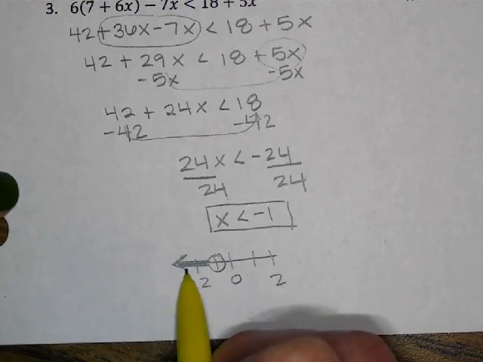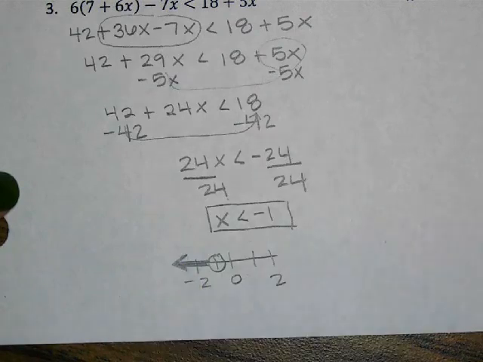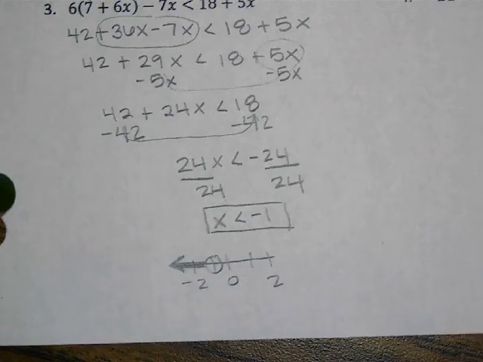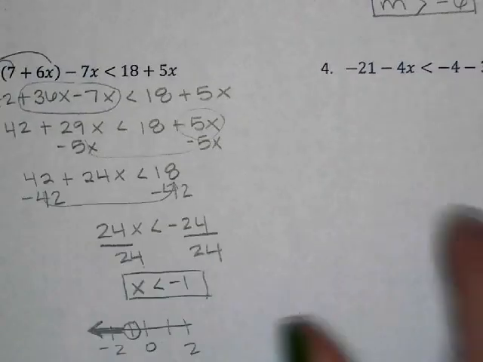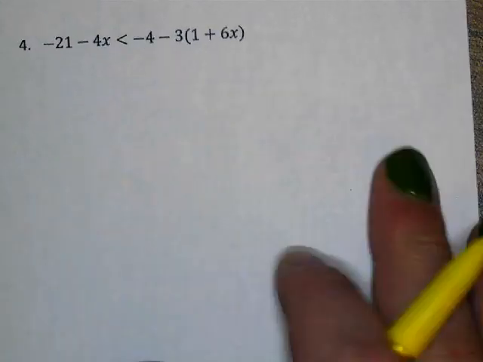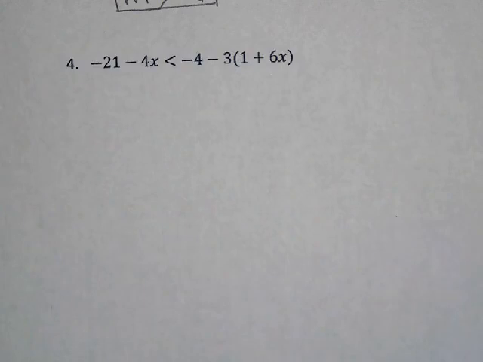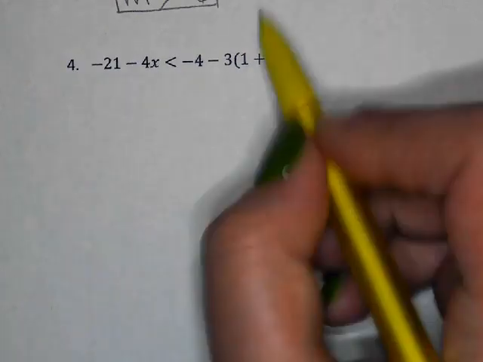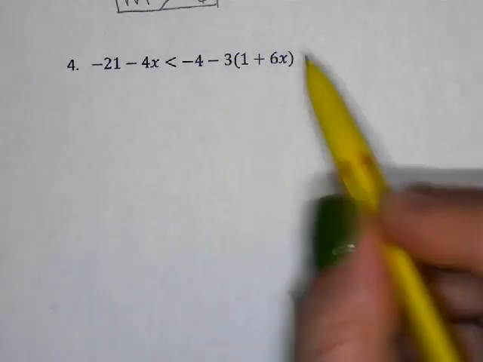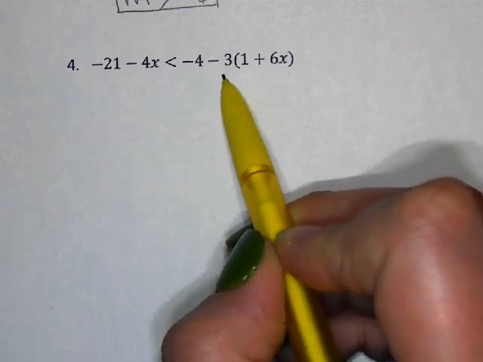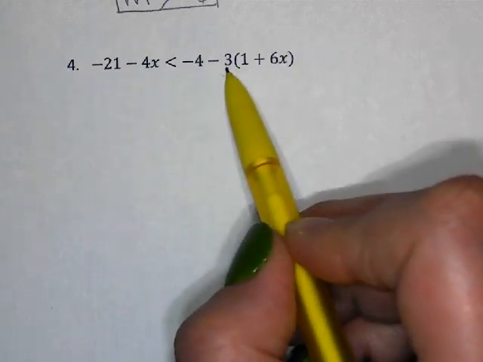One more? Okay. All right, so we have parentheses. What should we do? Distribute to get rid of the parentheses. When we distribute with this, do we have a positive 3 or a negative 3? A negative 3. Okay, so we're distributing a negative 3.